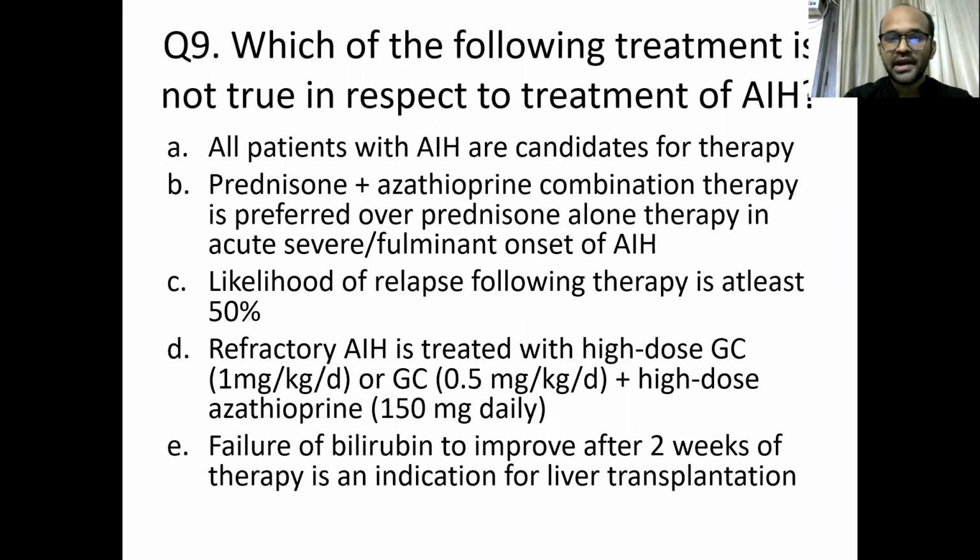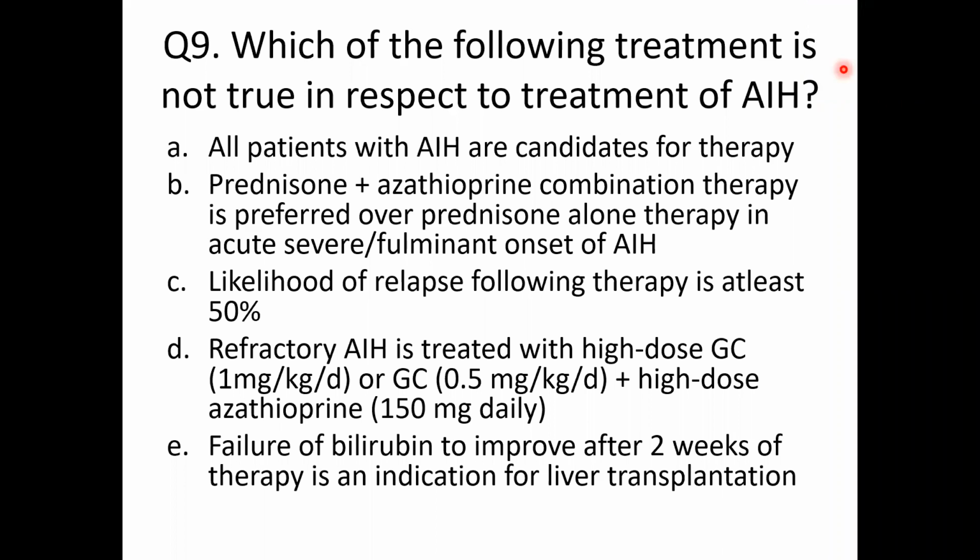Prednisone plus azathioprine combination therapy is preferred over prednisolone alone therapy in acute severe fulminant autoimmune hepatitis. So this is actually not true, right? This is actually not true. In fulminant cases, prednisone alone therapy is preferred over the combination therapy, okay? And likelihood of relapse following therapy is at least 50%. That's why at times you have to give it lifelong therapy, right? Because the relapse rate is very high once you taper the treatment.